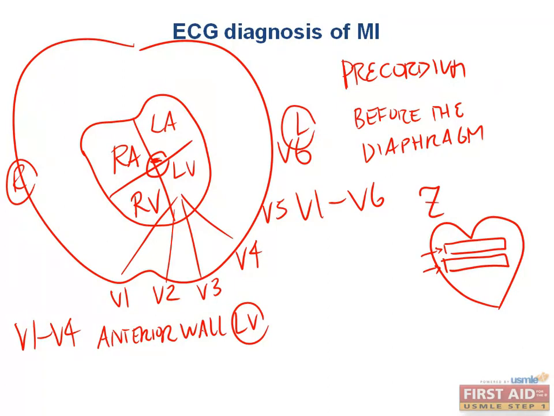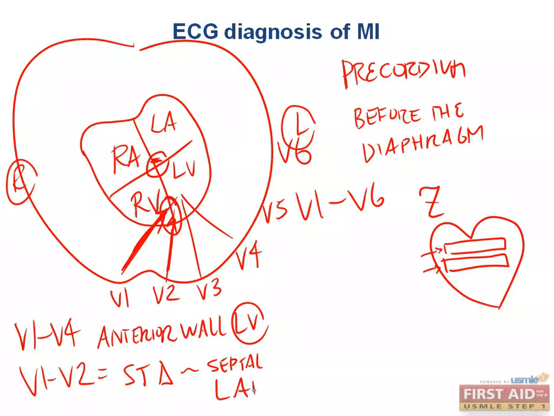Now what about V1 and V2? Well, these are directly sitting, facing the anterior part of the interventricular septum. Which coronary artery supplies the anterior 2/3 of the interventricular septum? The left anterior descending. That is why any infarct in the septal perforating branches of the LAD will show up as ST changes in V1 and V2. So ST changes makes you think something about the septal branches that come off the left anterior descending.